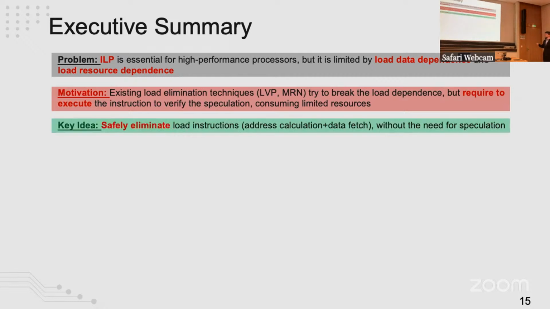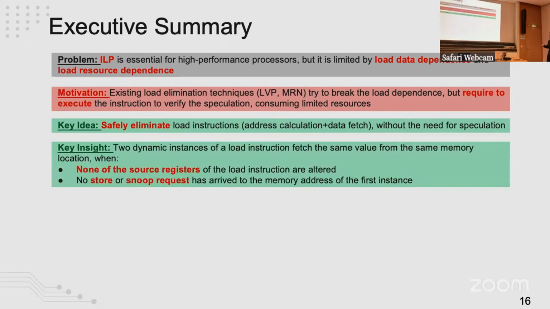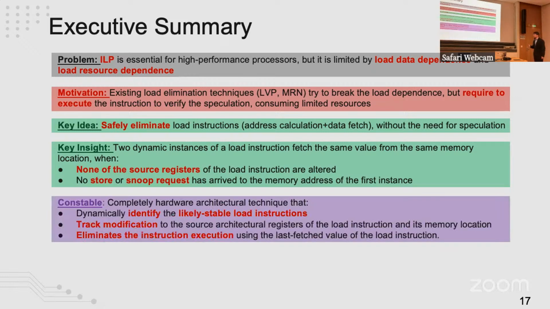The key idea behind Constable is to safely eliminate the load instruction, both aspects of it, both the address calculation and the data fetch, without the need for speculation. The key insight that enables this idea is that two dynamic instances of a load instruction fetch the same value from the same memory location when none of the source registers of the load instruction is altered between the two instances, and no store or snoop request has arrived to the memory address that is calculated from the first instance.